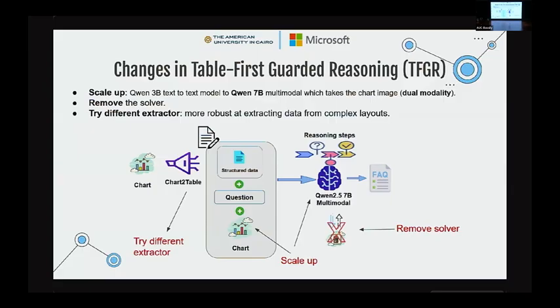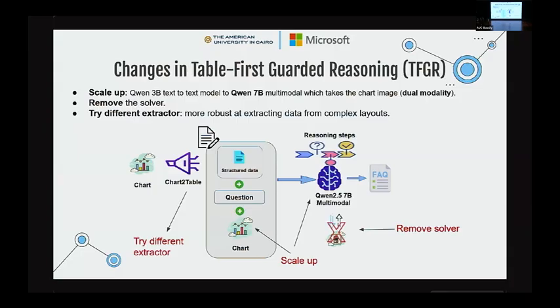So now we can send the chart image both to the extractor and directly into Qwen's vision encoder to ensure that the model has the complete information. The table provides the exact numerical precision, while the image preserves the global context. And secondly, we removed the intermediate solver, and we will see why in a while. Also, we tried a different extractor other than DePlot, which is a chart-to-table model. This model is 2 times larger than DePlot at 0.6 billion parameters, and also more robust at extracting data from complex layouts.